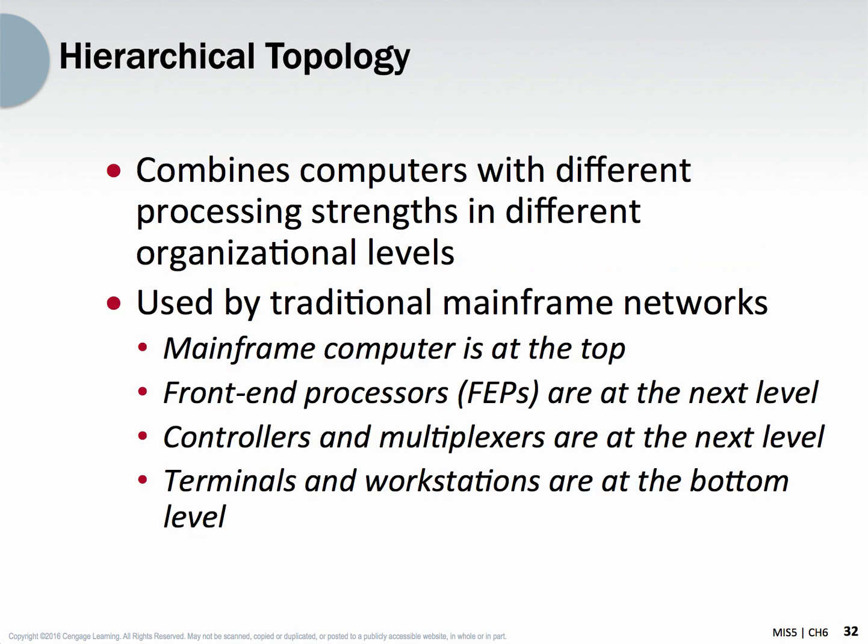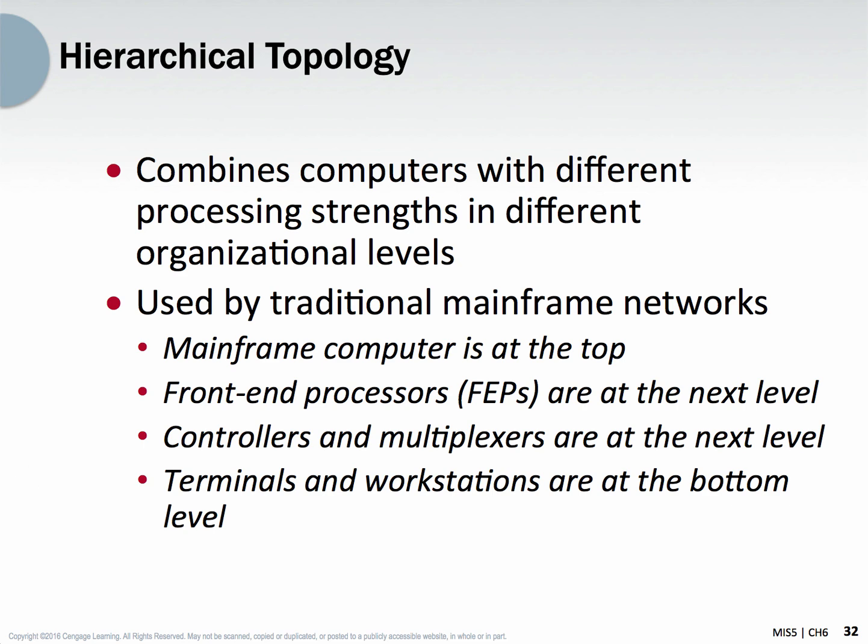Okay. So the next one's hierarchical. I am not good at that word. Hierarchical topology. And this is where computers have a relationship where they're on different levels in the organization of the computers with different strengths. So, the strongest computers at the top, we'll call that the mainframe. The next level down would be front end processors. Then the next level, controllers, multiplexers. And then at the bottom, terminals are where people actually conduct work at workstations.